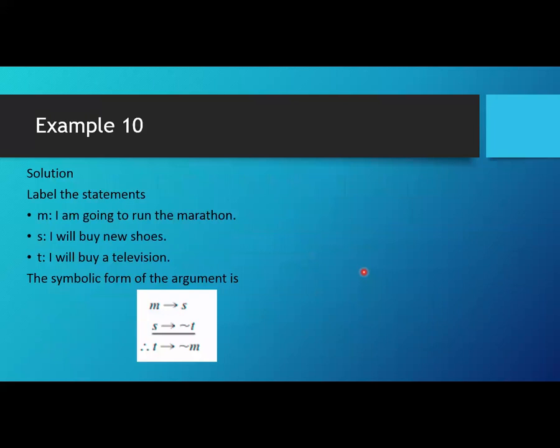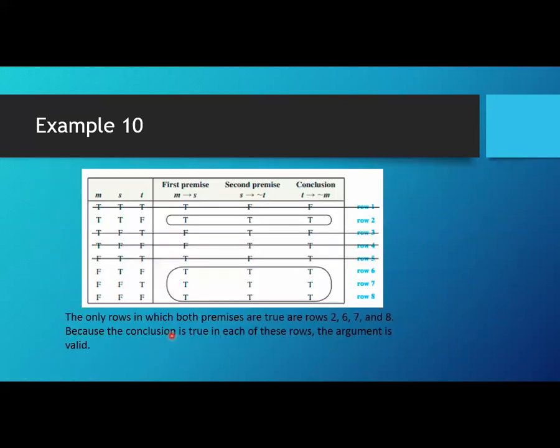Okay, so here is the symbolic form sa given nga argument, no? So naa siya'y duha ka premises. Okay? So with this table, tanawa lang kung asa siya dapit nag-true ang iyang mga premises. So kini, ang conclusion true. This one, puro siya true. Yeah. Ang conclusion is true. Then, the given argument is valid.